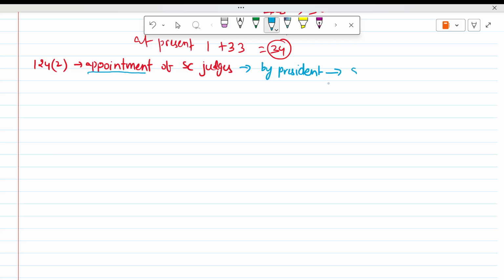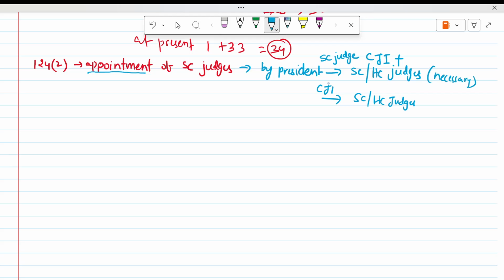He has to consult Supreme Court and High Court judges when he is appointing Supreme Court judges. Plus the CJI also he will consult. CJI plus Supreme Court and High Court judges when he is appointing. When the President is appointing the CJI, he will consult Supreme Court and High Court judges as it appears necessary for him.